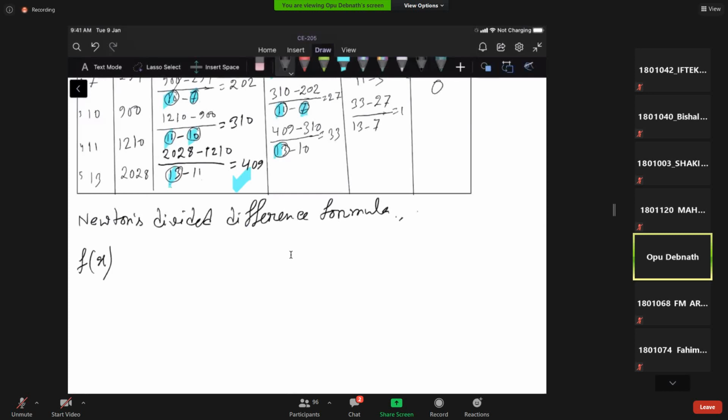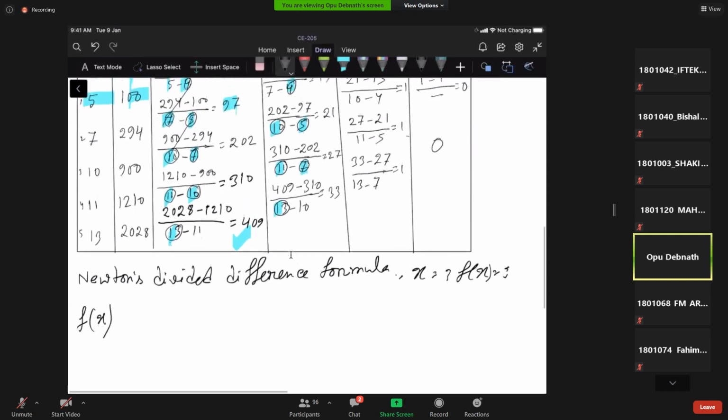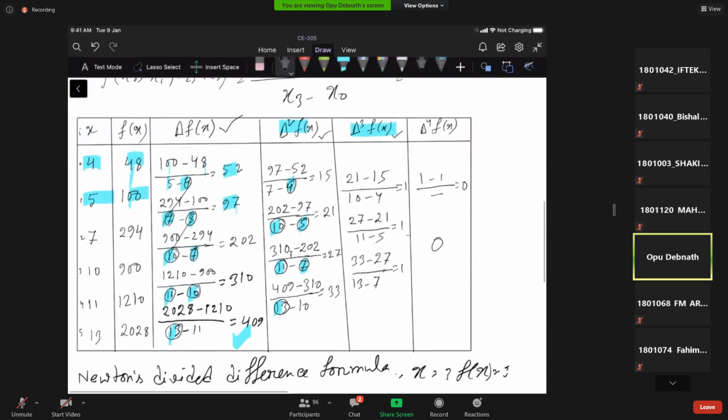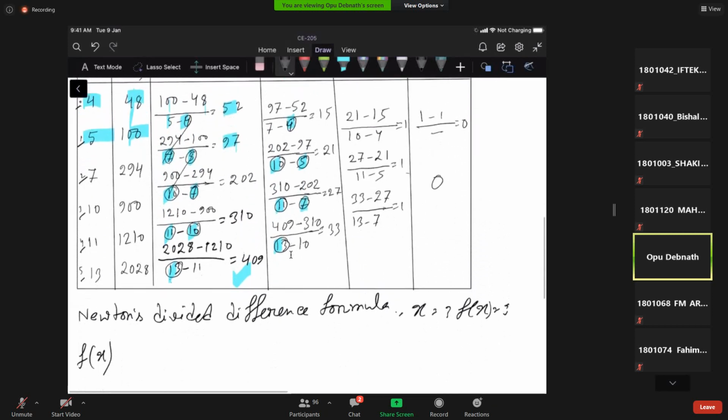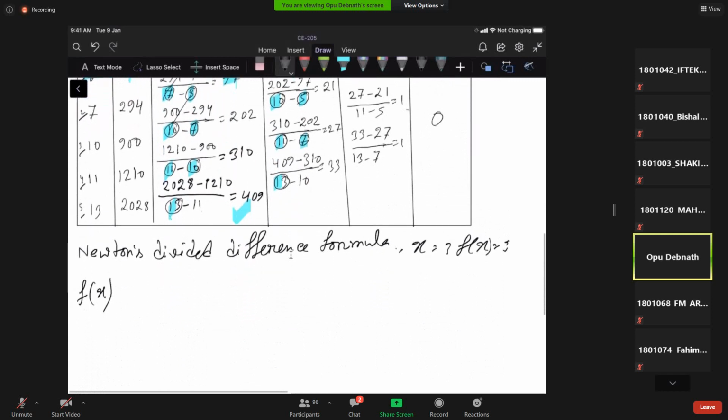Suppose x is unknown. For x value, f of x is equal to what? Here you have the values x0, x1, x2, x3, x4, x5, and the corresponding function values of x0 to x5. This may be up to xn. So if x is unknown, for any value of x, we need to interpolate the corresponding y value.